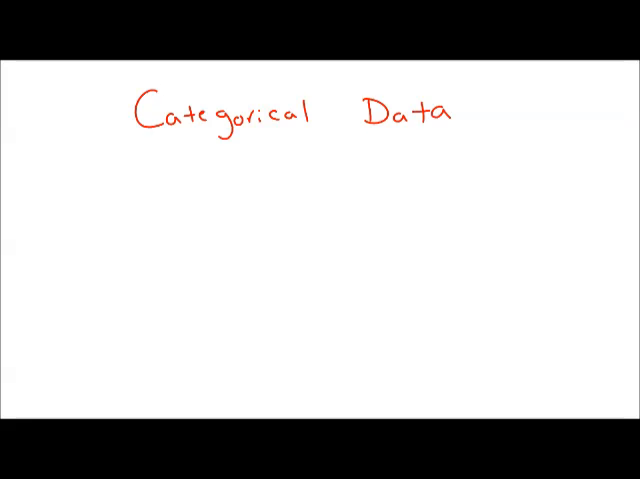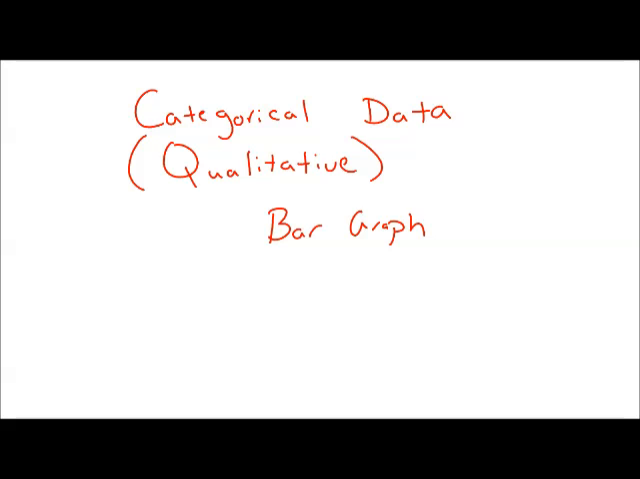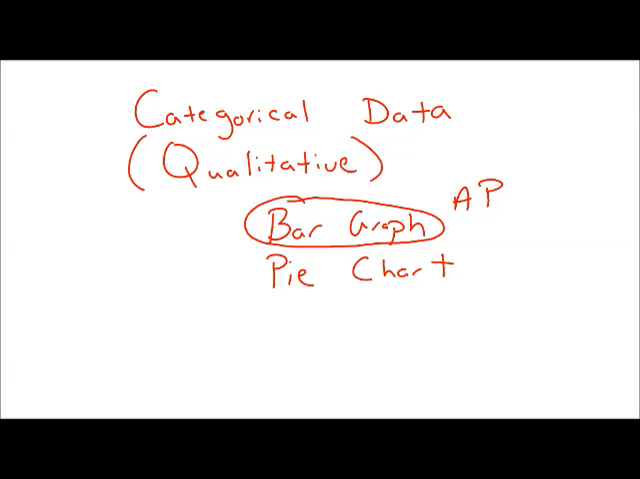Another name for categorical data is qualitative. And in categorical or qualitative data, there are only two graphs that we really look at. One is called the bar graph, and one is called the pie chart. The bar graph is the one that we use for AP, Advanced Placement. The pie chart, we do not. So we just use the bar graph. The bar graph is the only graph we really look at for categorical or qualitative data.